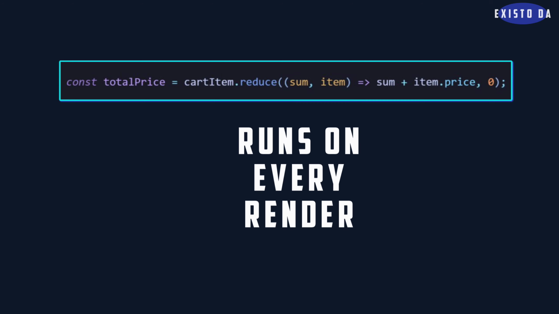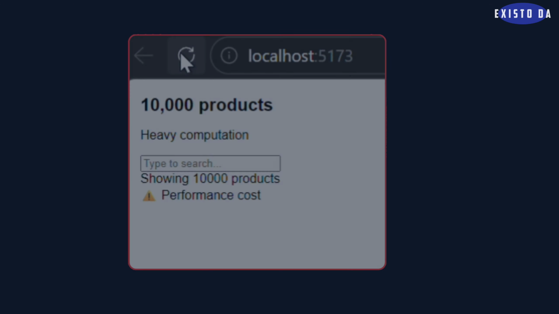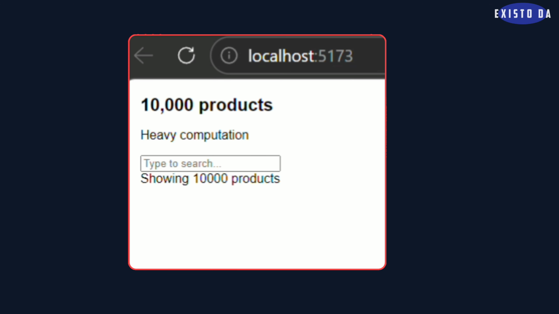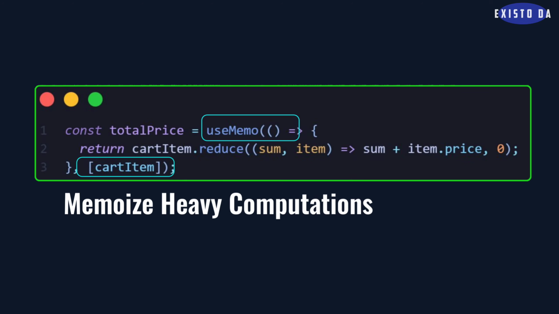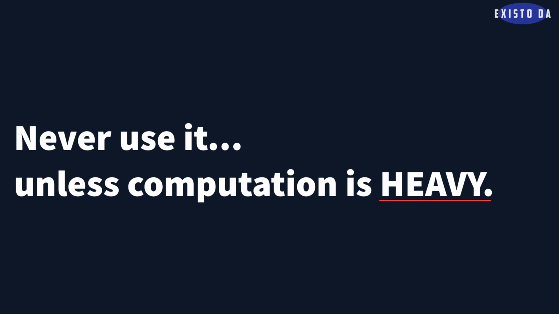Derived values recalculate every render. For a small list, it's fine, but for a list having 1,000 products, maybe it's expensive. So useMemo is a performance optimization, not a correctness tool. So we never use it unless the computation is heavy.